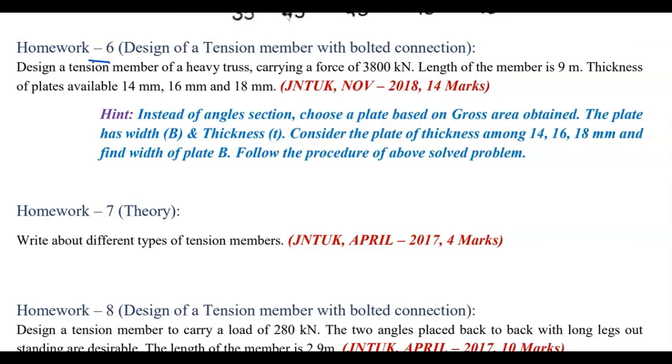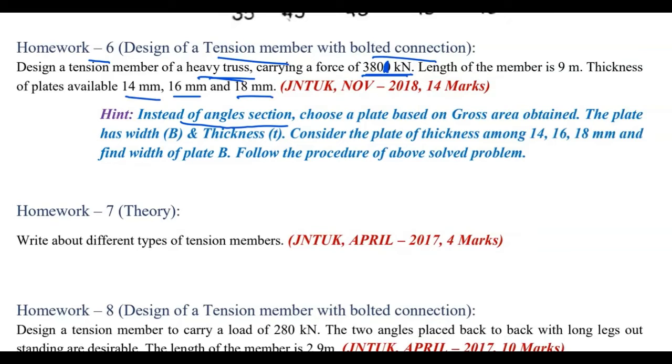So homework number 6, design of a tension member with bolted connection. You have to design a tension member. When I say design, you have to select a tensile member section, a plate section or an angle section, I section or something. Here, design a tension member of a heavy truss carrying a force of 3800 kilonewton, the length of the member is 9 meter, and the thickness of the plate available is 14 mm, 16 mm and 18 mm. You have to design a section.